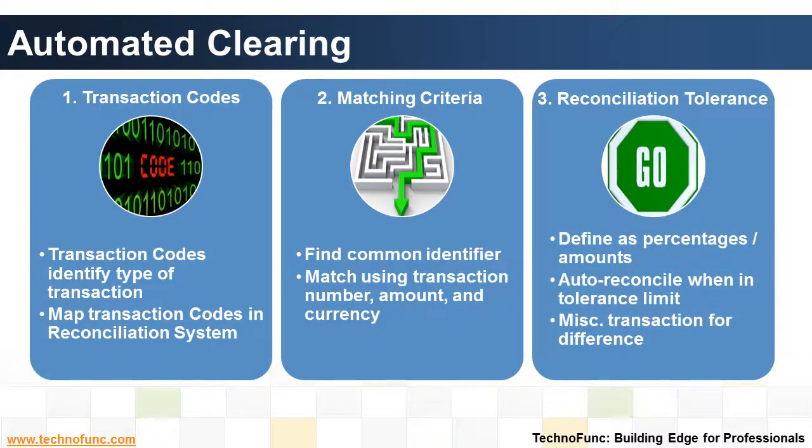3. Reconciliation tolerance. Reconciliation tolerances are defined in the system as percentages and or amounts. If tolerance is defined, then the difference between the statement line and subledger transaction line will be auto-reconciled when it is within the tolerance limit. The system also creates a miscellaneous transaction for the difference between the remittance batch amount and the bank statement line.